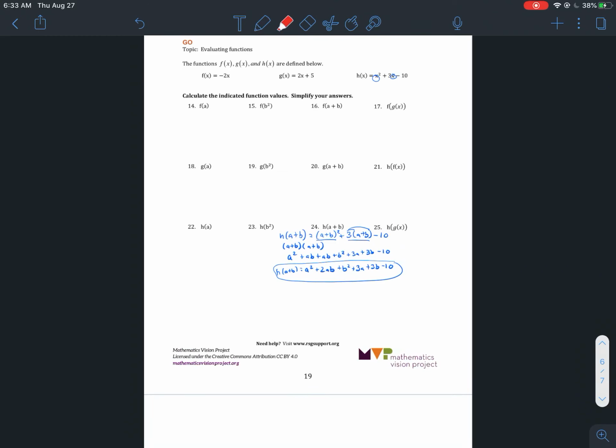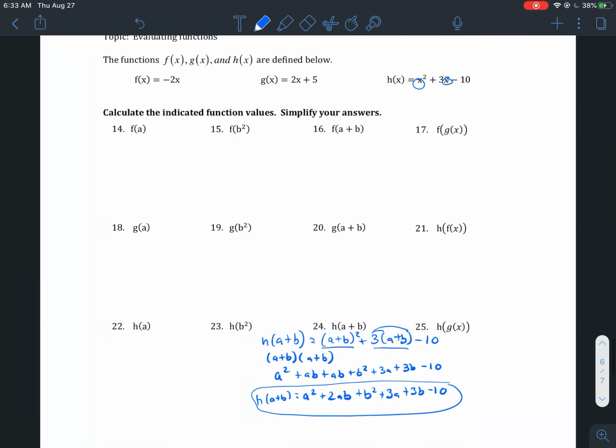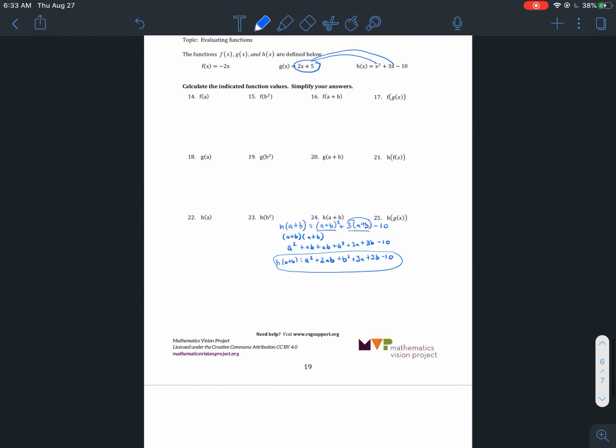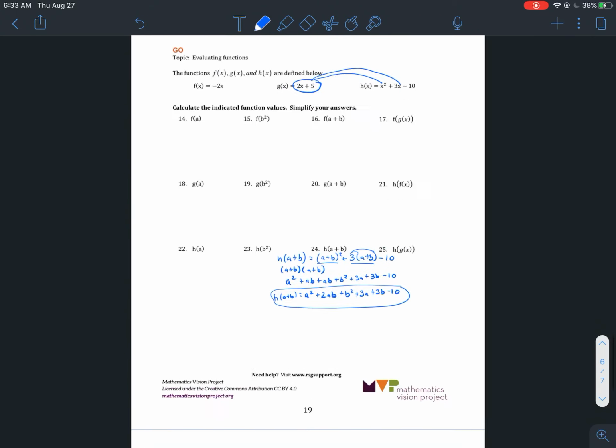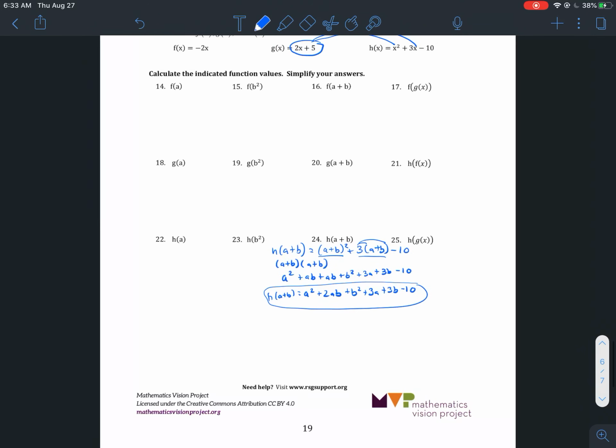All right. So they're asking for h of g of x. So what this means, since g of x is on the inside, that's what I'm plugging in. And that means that I need to go ahead and take this and plug this in there and plug this in there. So I'm taking the entire function g of x and plugging it in wherever I see an x in h of x.